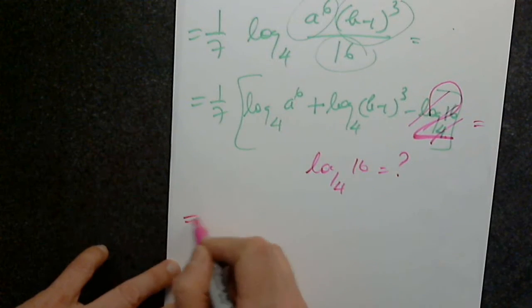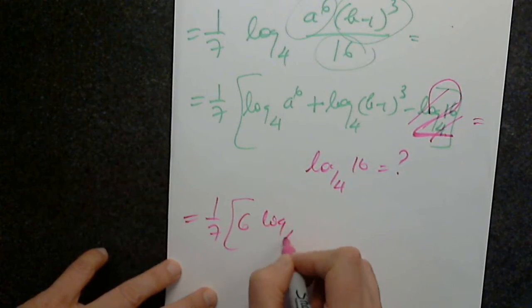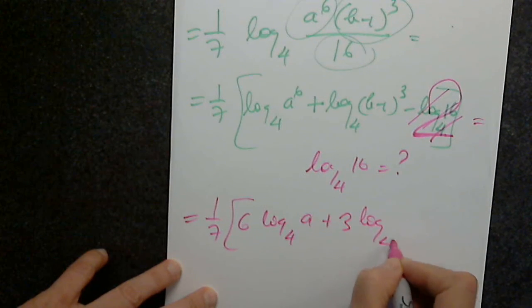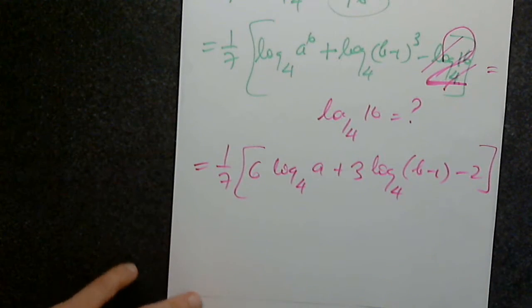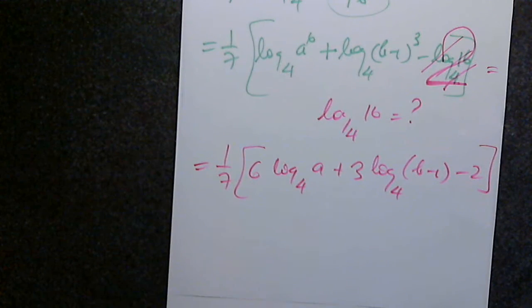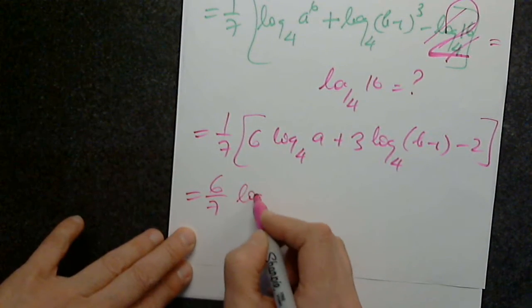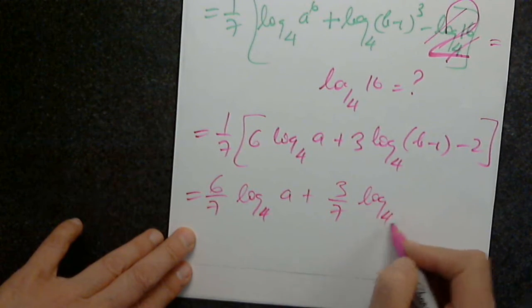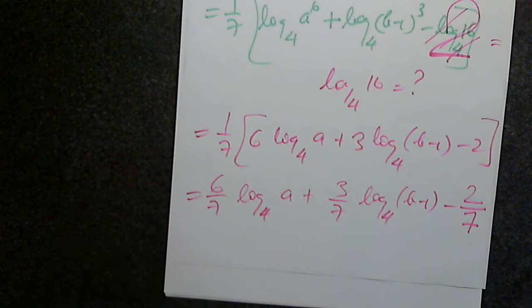So then I have 1 over 7, 6 log base 4 of a plus 3 log base 4 of b minus 1 and minus 2. At this point, I remove brackets by distributing 1 over 7 to all terms. So 6 over 7 log base 4 of a, 3 over 7 log base 4 of b minus 1, minus 2 over 7.